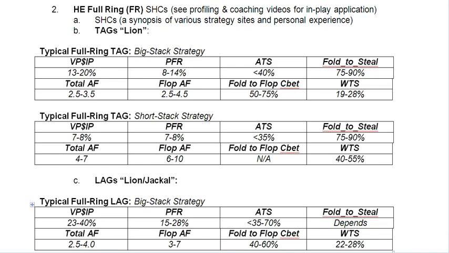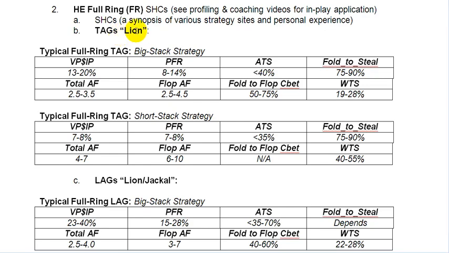Different player types you can also call them. Standard terms that you're going to hear are tags and lags, as well as rocks, calling stations, donks, maniacs, the list goes on and on. These two styles, tags and lags, are generally recommended for winning play. Again, general recommendation. It depends completely where you're playing, the level, and everything else.